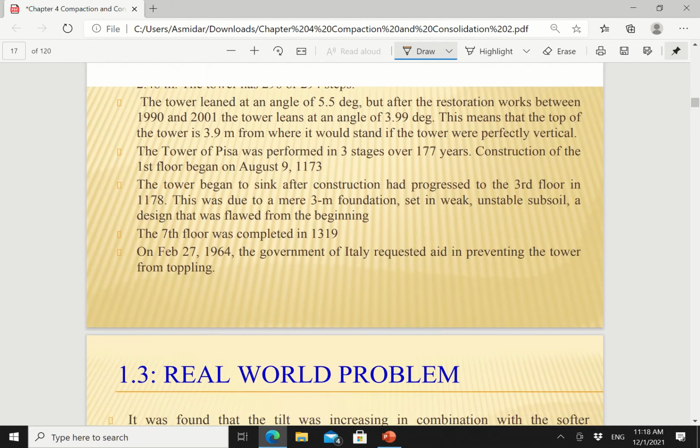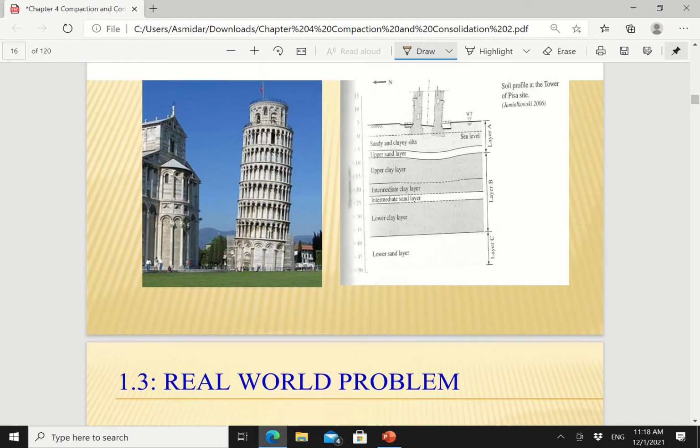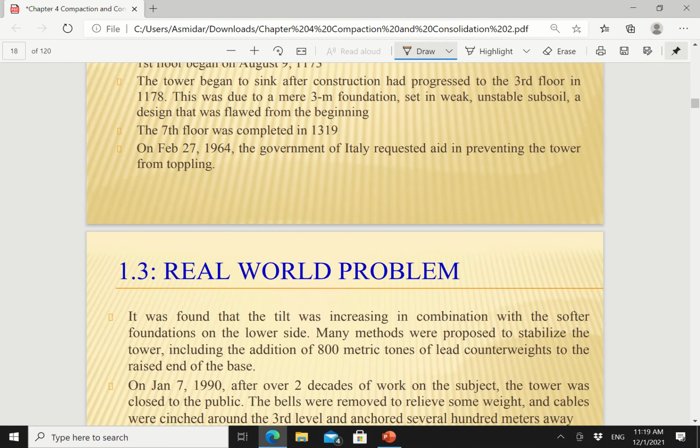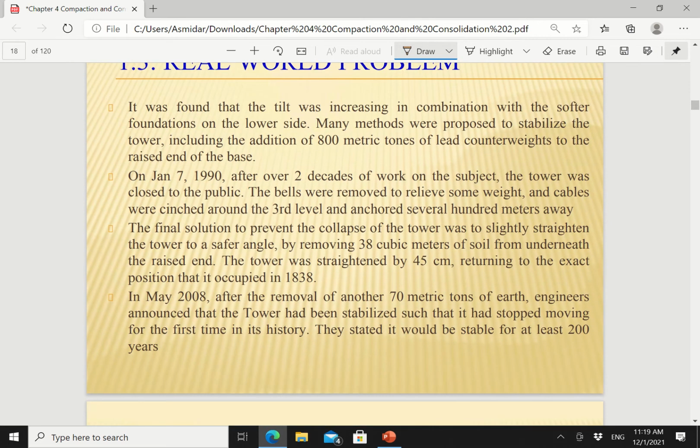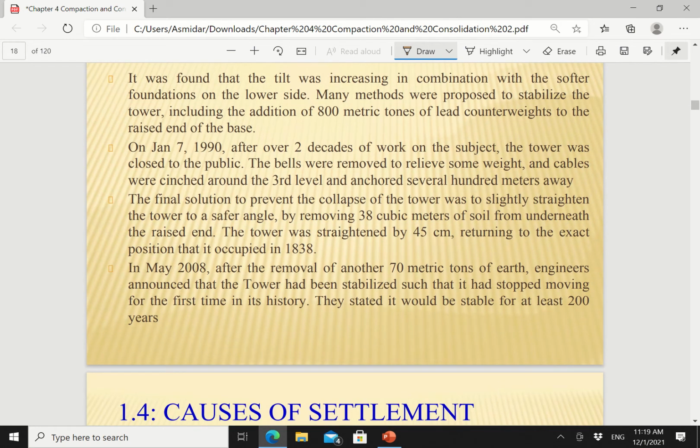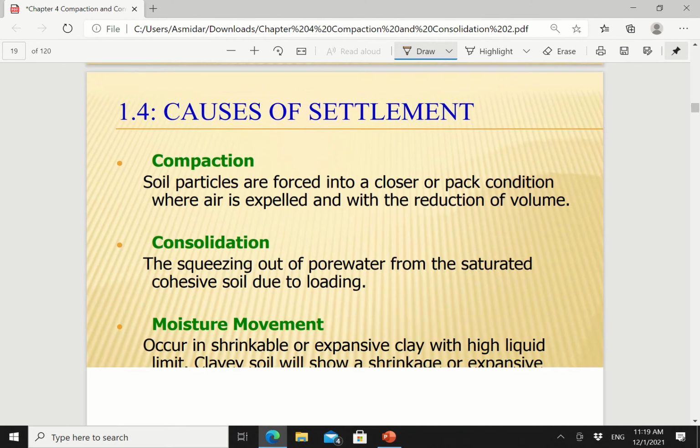differential settlement took place. Okay, we call this differential settlement because one side settles with some measurement, and the other side settles with a different measurement. So the value of vertical settlement is different, a little on one side, a lot on the other side. That is what we call differential settlement. However, this slide shows you some information on the Pisa Tower, so that you can learn about it and how they did the remedial work for this case.